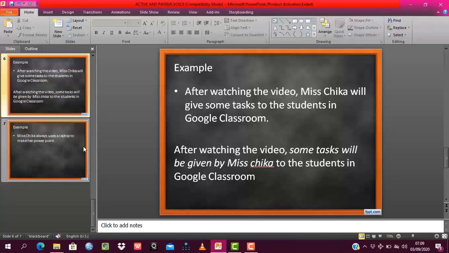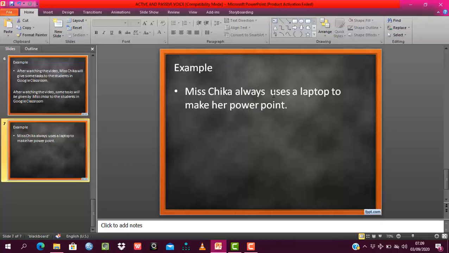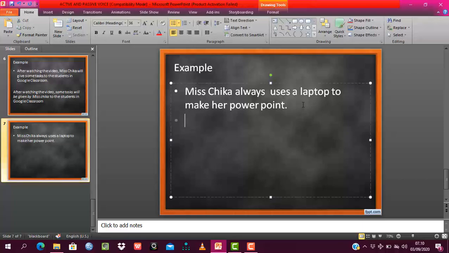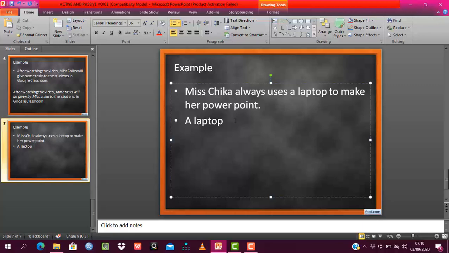Okay, next, the last one. Miss Chika always uses a laptop to make her PowerPoint. We can see Miss Chika is the subject, use is the verb, a laptop is the object, and to make her PowerPoint is a complement. So, change: object becomes subject. Object first, a laptop, and then always uses. So we can see the tense is simple present tense.